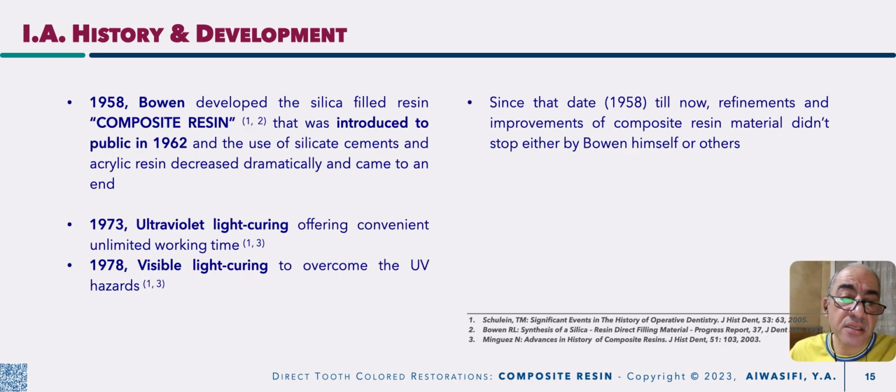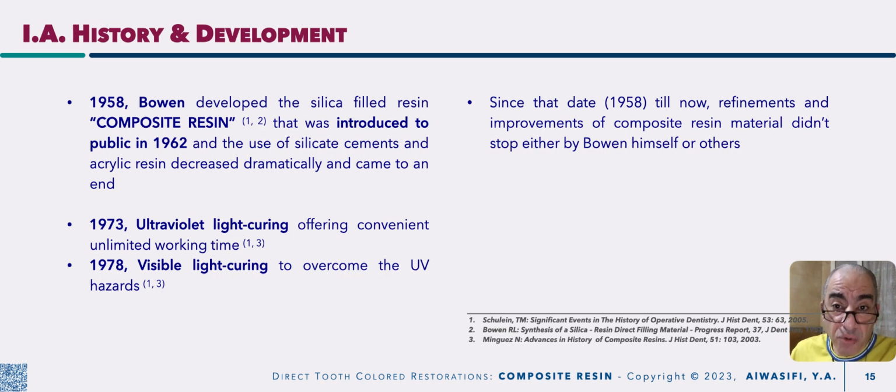In 1958, it started with Raphael Bowen, a general dentist, who added silica to the acrylic resin and made what was termed filled resin. And this is the exact correct scientific terminology of composite resin. That's why I focus and stress on that. Composite is not a name of a material. Composite is a character of ultrastructure of material, meaning the material is heterogeneous.